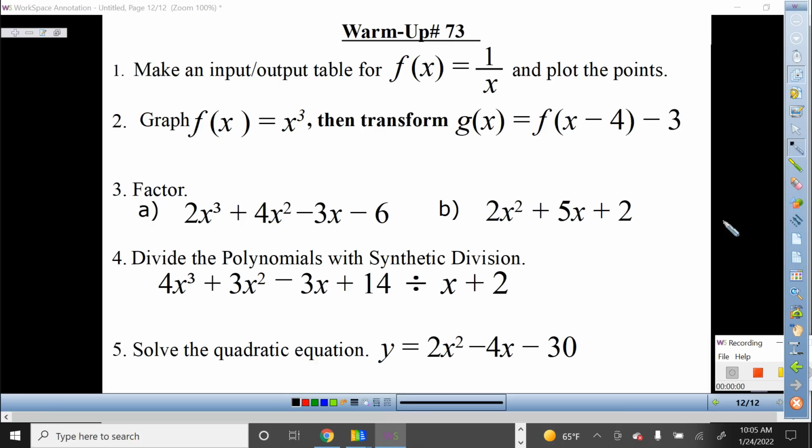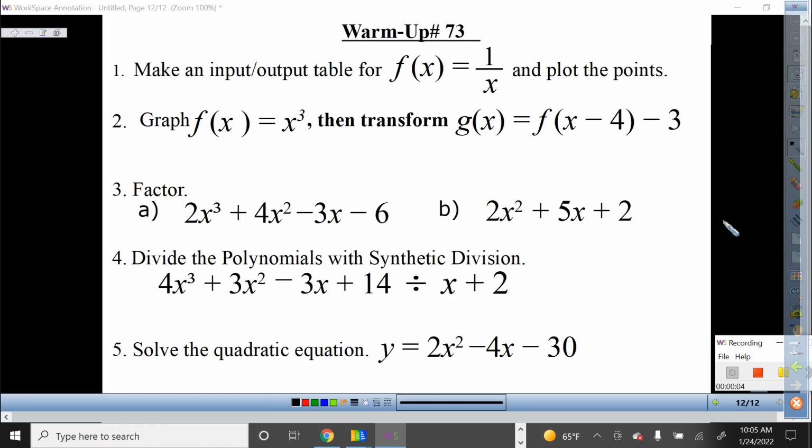Alright, so once again, warm-up number 73. Number 1, it says make an input output table for f of x equals 1 over x and plot the points. Now, if you notice, this is something new. We're about to embark on a new concept. We're moving on this week, but next week we're going to get into these kind of functions. So I'm going to give you a soft intro today.